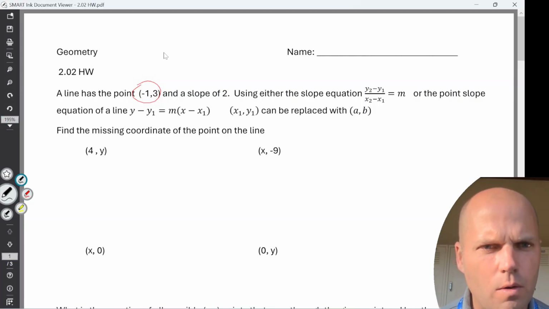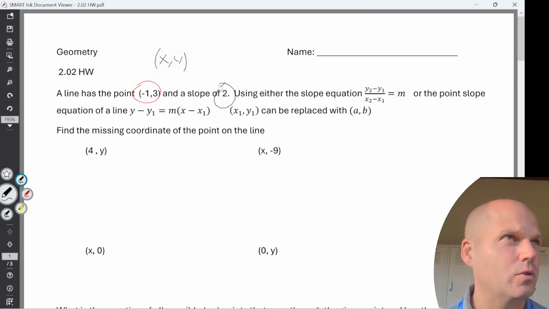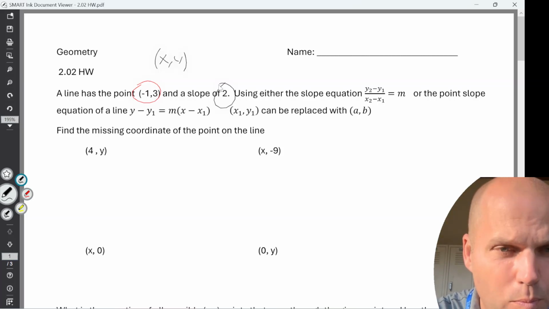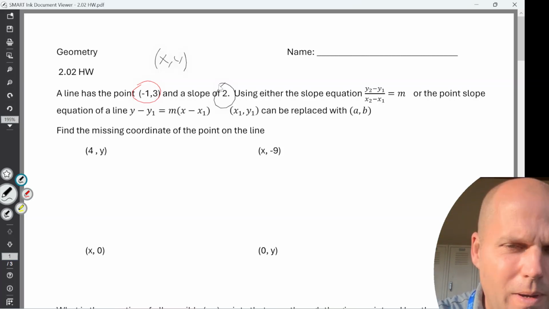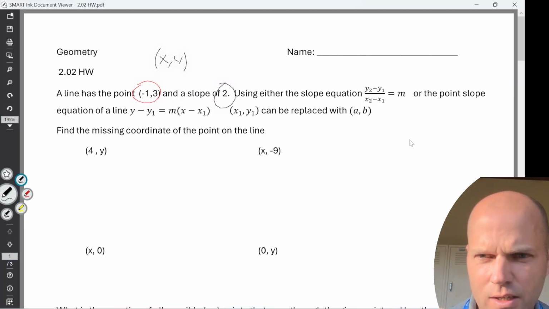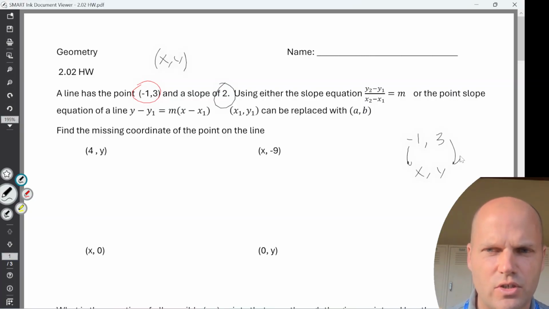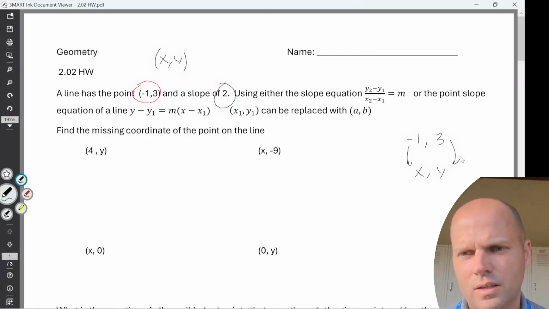Equations of lines are all possible x, y points that are going to still have the same slope, no matter where that location is. As long as we go from (-1, 3) to this point x, y, and as long as my rise over my run smushed together is 2, we have a line.